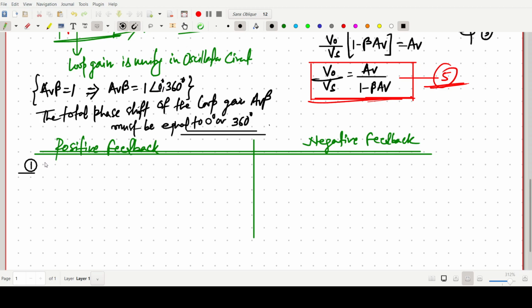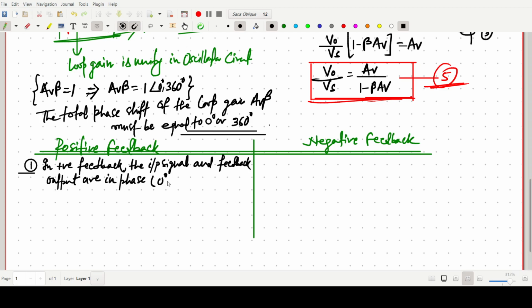In positive feedback, what we have observed is that the input signal and feedback output are in phase, having the same phase. We can say 0 degree or 360 degree, both in phase.